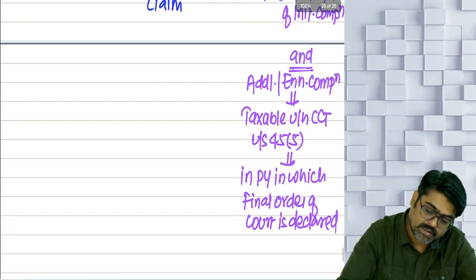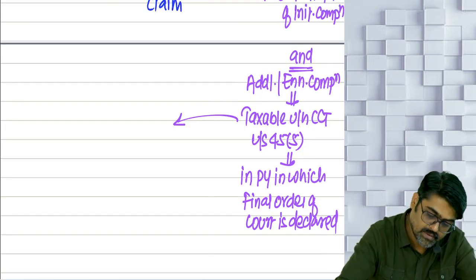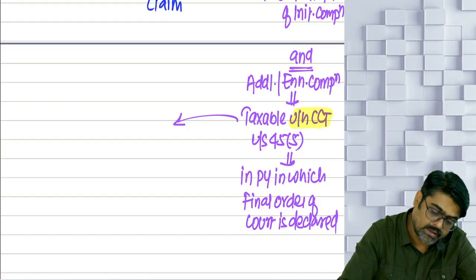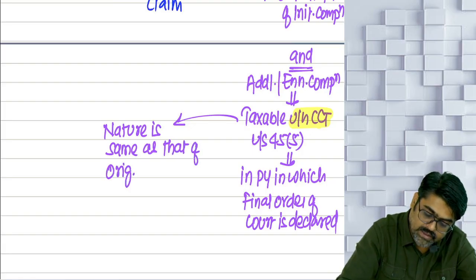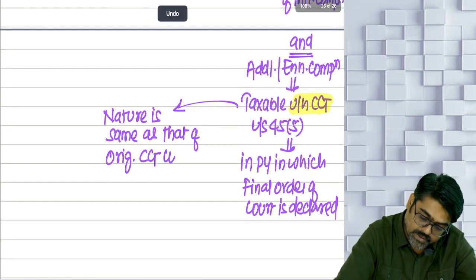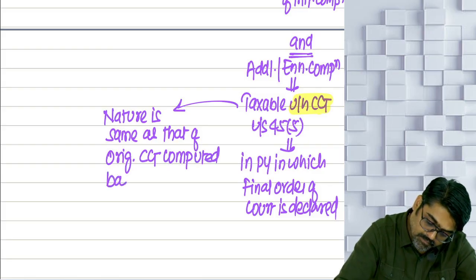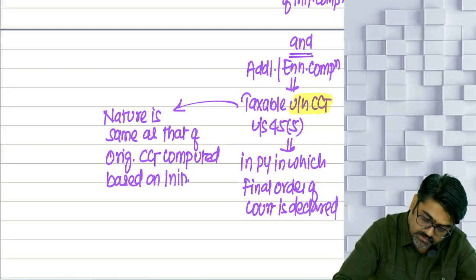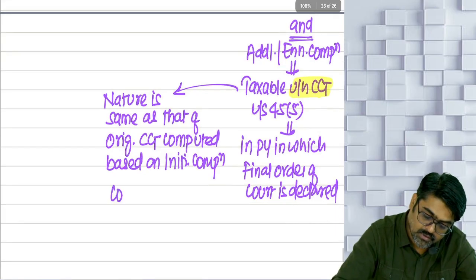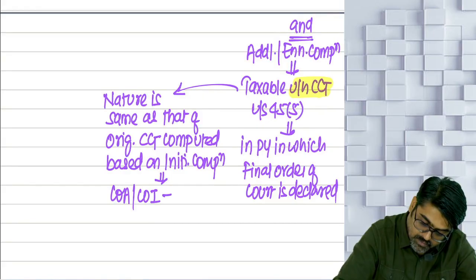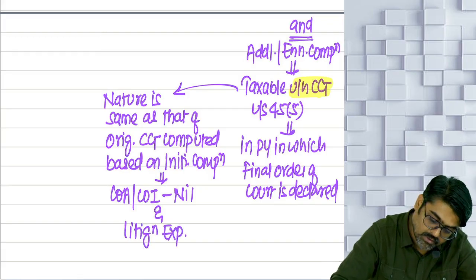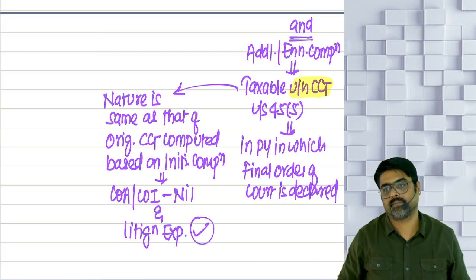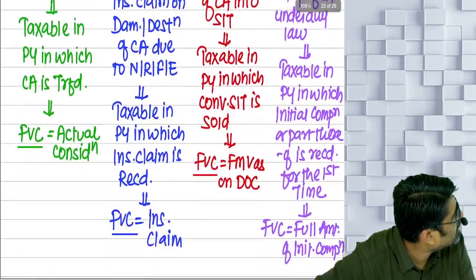Whenever this will be taxable, this will be taxable under the head capital gains, and the nature is same as that of the original capital gain computed based on initial compensation. Do you remember this? Cost of acquisition, cost of improvement will be taken as nil, and litigation expenses will be allowed as a deduction. That's it. Color, purple color. Purple is there, no? The same for you.